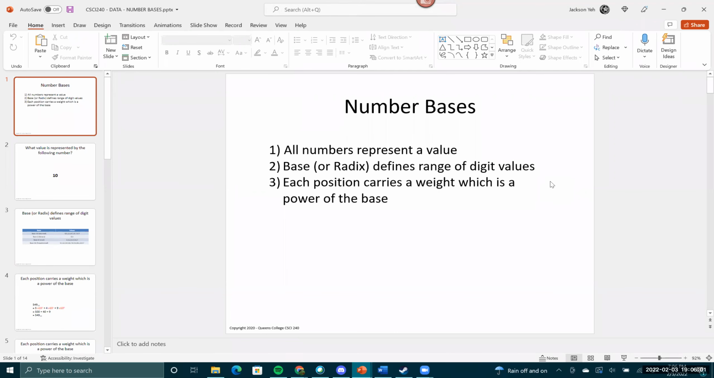So that seems like circular logic. What's the difference between a number and a value? We'll go into that in a minute. Base, or radix, defines a range of digit values, and each position carries a weight, which is the power of the base. Just by reading the text here, it seems a little fuzzy. If I didn't know the context, it seems a little odd. What does this mean? So let's start off with something really easy.